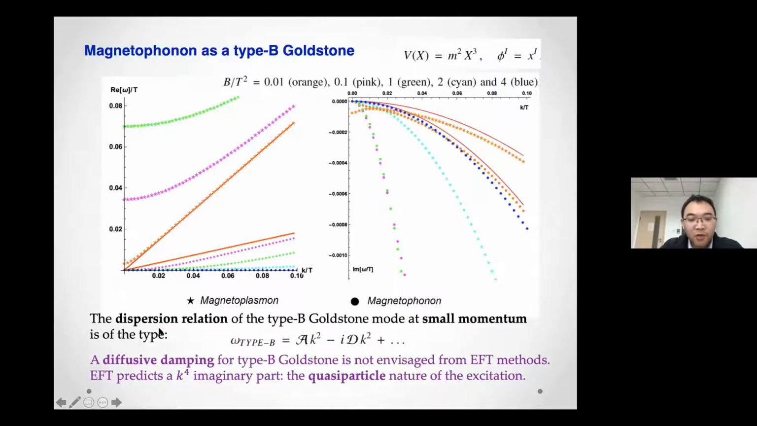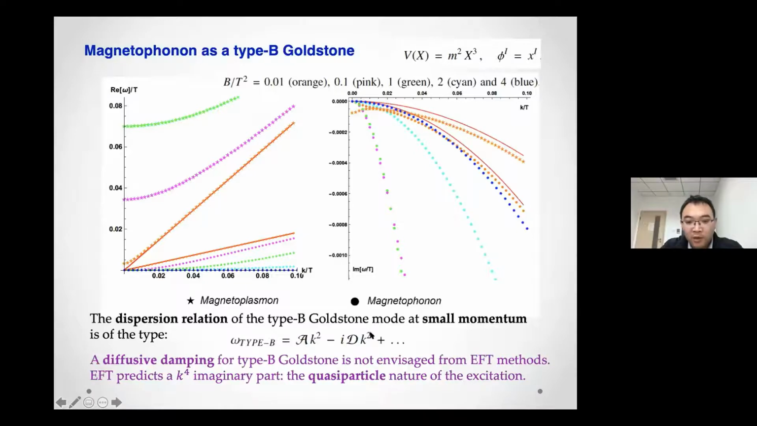Actually, the dispersion relation of this type B Goldstone mode at small momentum has this form. This quadratic behavior appears for the real part, this curve, and also for the imaginary part. Actually, we have this diffusive damping term for the type B Goldstone mode. This is not expected from the effective field theory method. Effective field theory gives a k^2 imaginary part.